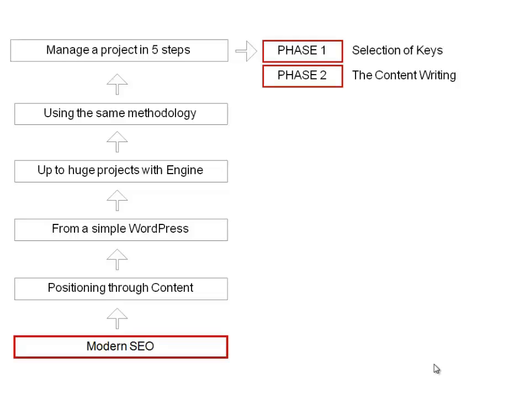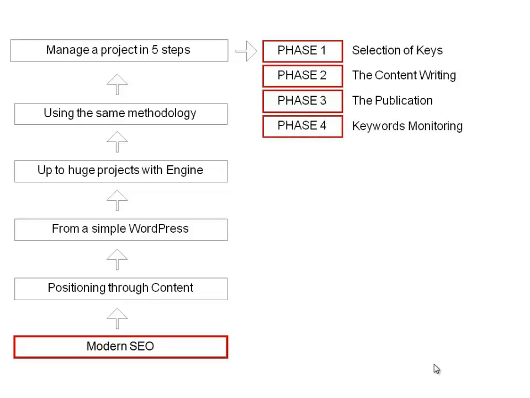Once your project is written, you will have to face the third phase, the delicate moment concerning the publication. In this phase, we will have to make sure that the contents we have prepared are correctly published and sent to the search engine for submission. In the immediate post-publication, or the fourth phase, we will check the keywords and the contents produced to make sure that the work was successful.